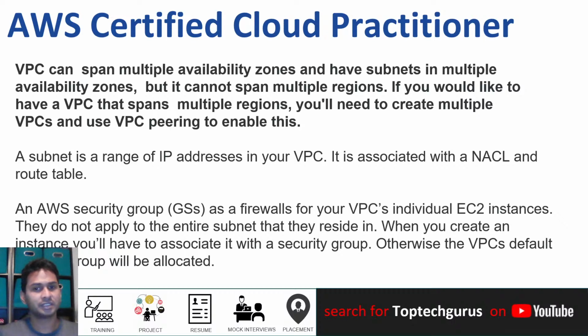Whenever you create an instance, if you go through the steps, you'll see that you'll have to associate it with a security group. After you associate it with the VPC and with the subnet, the next screen will ask you to associate it with the security group. If you have a VPC and the VPC has its default security group, then that security group will be allocated to the EC2 instance by default.